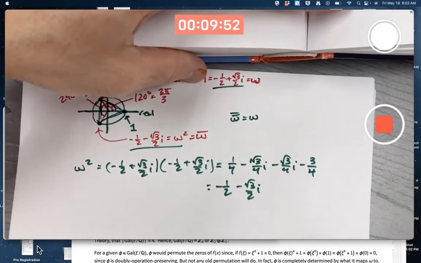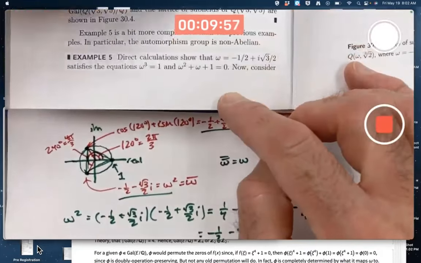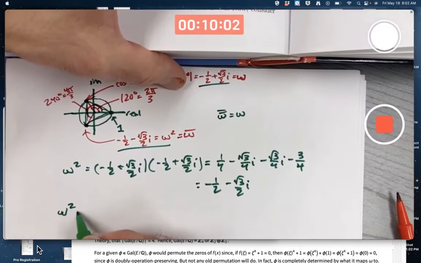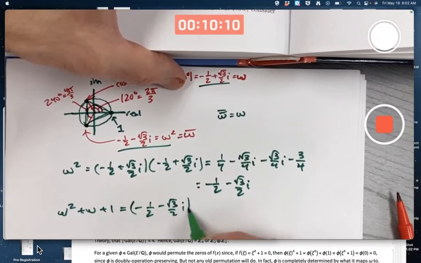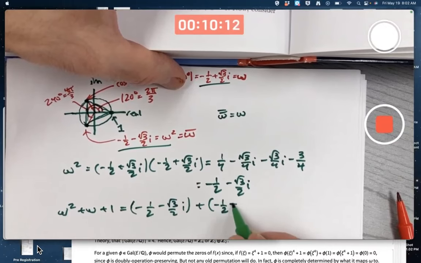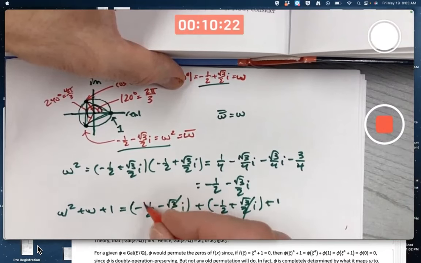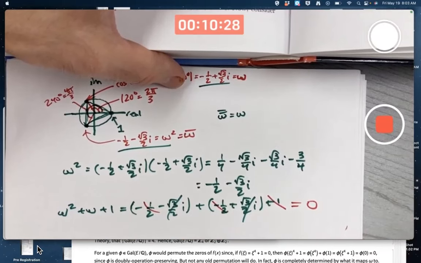Okay. Is omega squared plus omega plus 1 equal to 0? Omega squared plus omega plus 1 is -1/2 minus √3/2 i plus -1/2 plus √3/2 i plus 1. The imaginary parts cancel. And then the -1/2s cancel with the 1, giving you 0. Cool, huh?